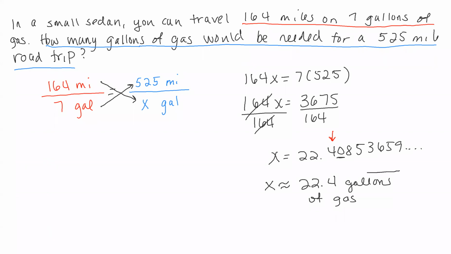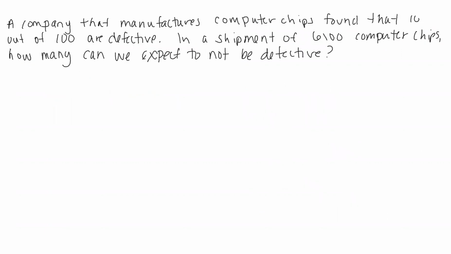Anytime you round, make sure you use that wavy equal sign. That just tells the reader, hey, I rounded here. This is an approximate answer, not exact. And there you have it. Let's keep working through these. I think we have 5 or 6 more examples.